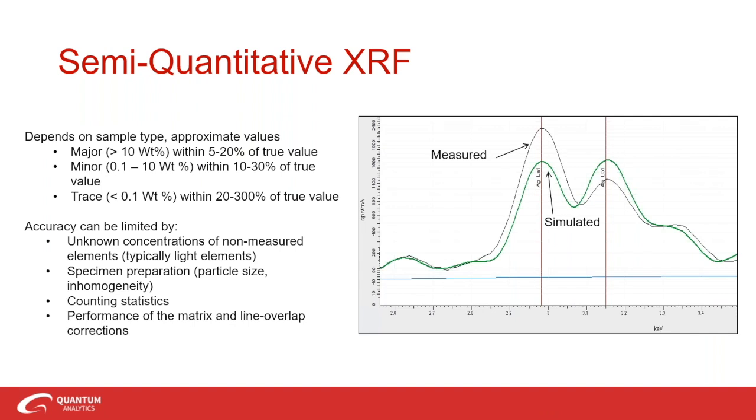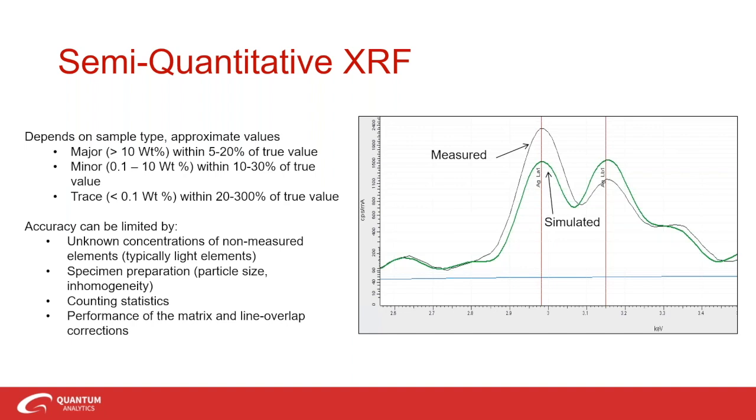So for a semi-quant approach, it depends, right, on the sample type, approximate values, right? So major elements, we're about less than 10% weight within 5 to 20% of true value. For minor elements, which is anywhere from like 0.1 to 10% weight, you're usually within about 10 to 30% of your true value. And then if you start thinking about your trace elements, right? So your trace is your 0.1 or less than 0.1% weight, right? You're usually within about 20 to 300% of a true value.